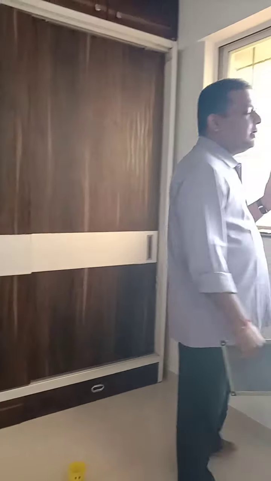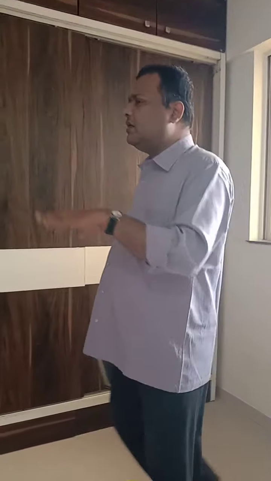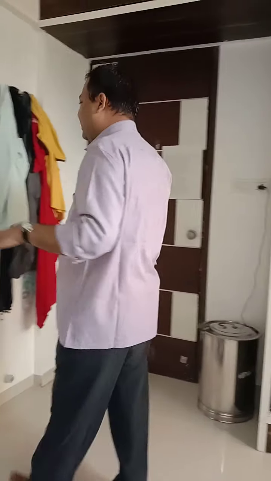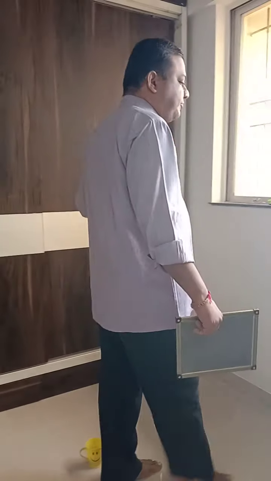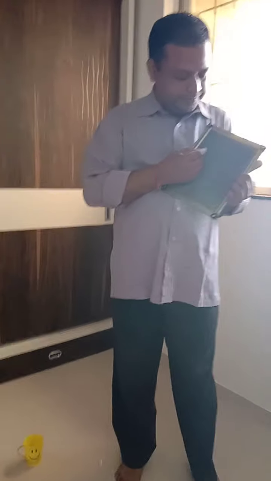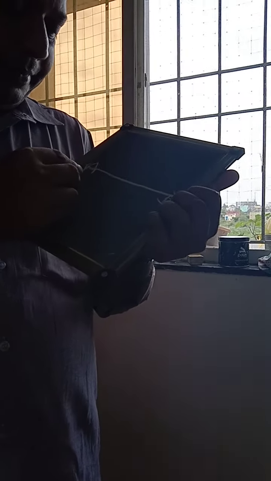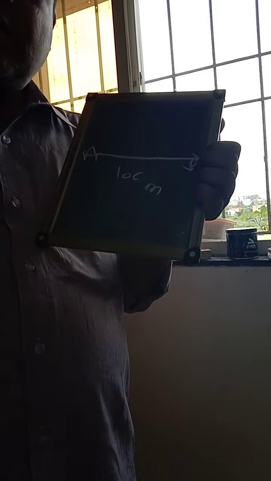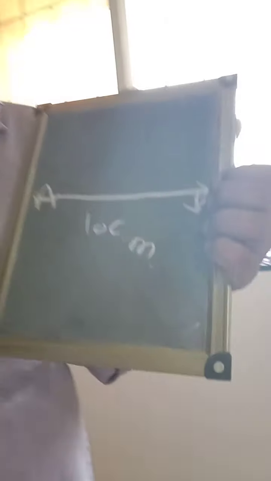So with the help of compass, or in actual there are so many ways of cutting the line. Here we have a line. This is A and this is B. This is a line, not a segment. The distance of this line is 10 centimeter. How much? 10 centimeter.